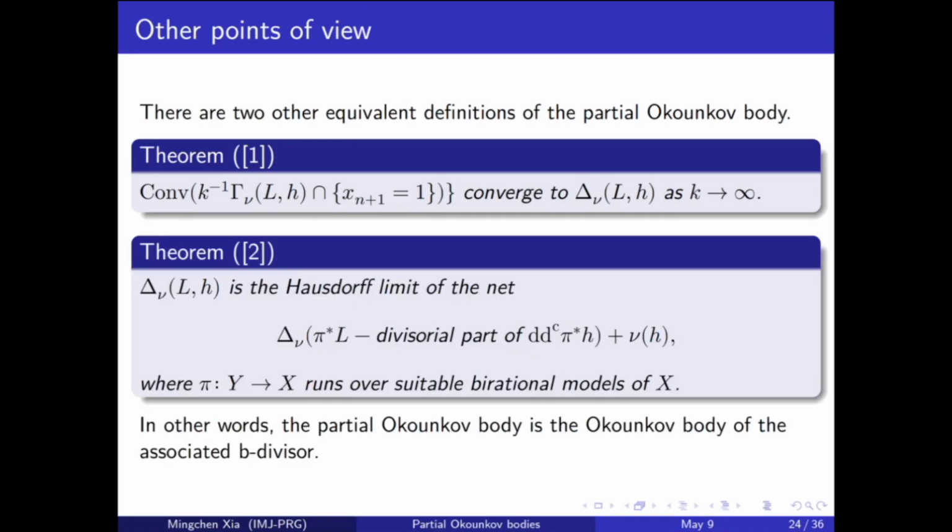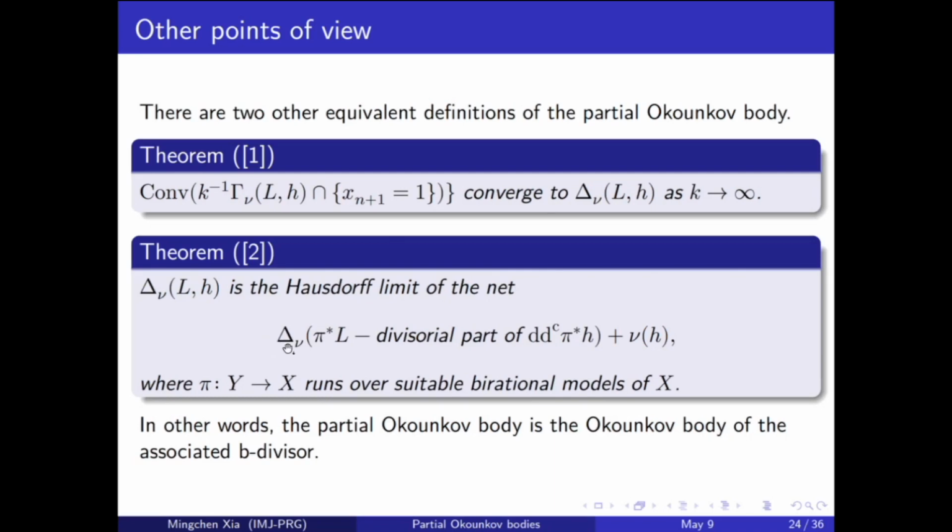And the second point of view is to regard the delta nu as a Hausdorff limit of a net. And the net is given by considering all variational models of X, say pi from Y to X, and we pull back our L minus the divisorial parts of the singularity of H. And in that way, we end up with some object lying in the Néron-Severi group.